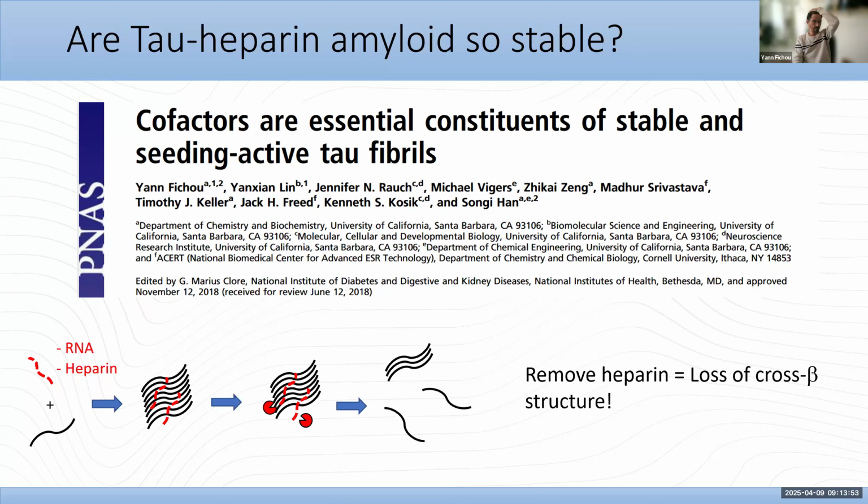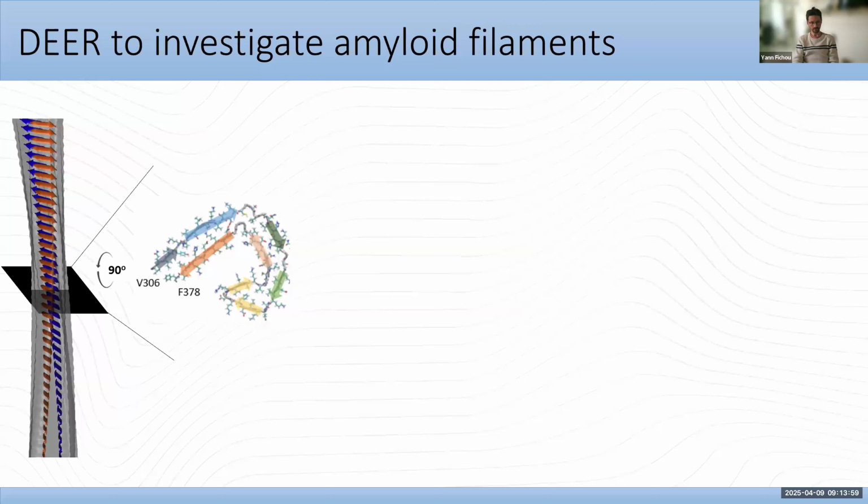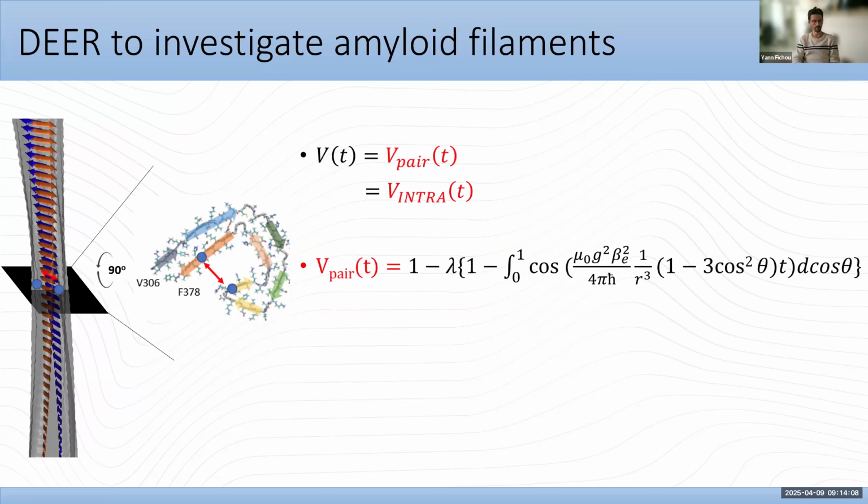So based on that, we wanted to investigate a bit more the identity of those filaments. For that, DEER is quite nice, and well, I actually don't have a proper introduction to DEER, but what you should know, if you don't know it, is that DEER allows you to measure distance between spin labels or between paramagnetic species in general.